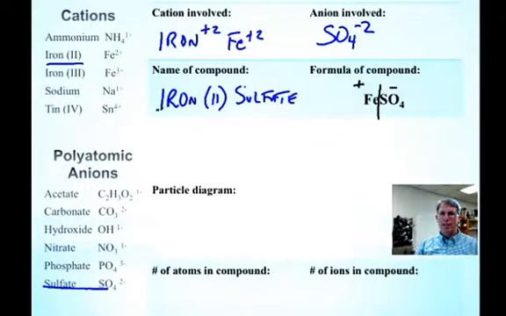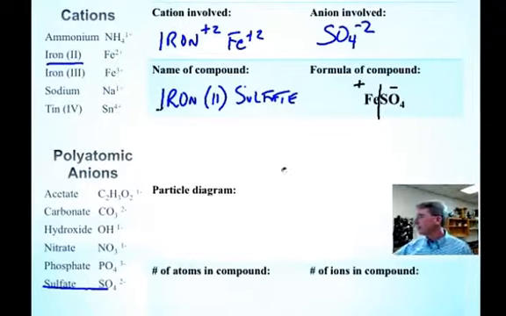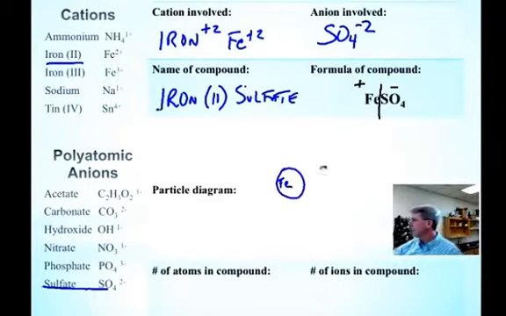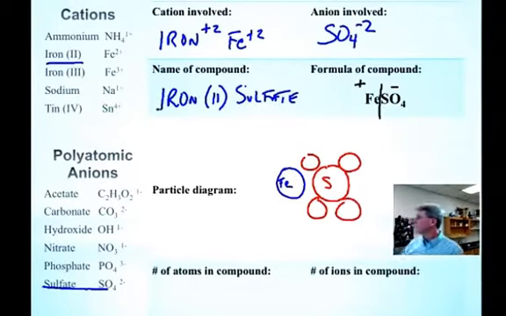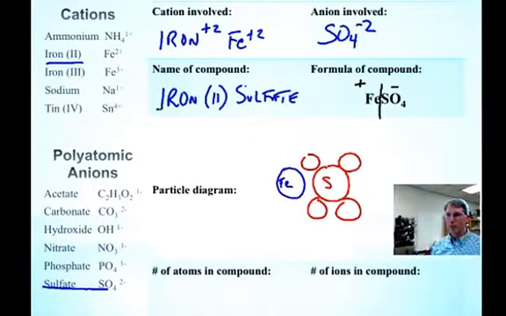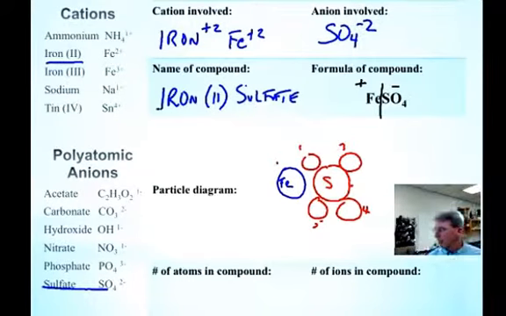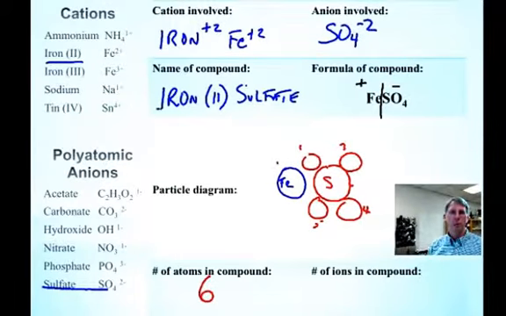Now, we need to kind of draw a particle diagram of what's going on. So first off, let's draw an iron, so an Fe, and then we'll switch colors, and we need an SO4. So what that really is, we've got an S and with 4 O's attached to it. Okay, so there's my FeSO4. Now if I count up the number of atoms in here, I'm going to have 1, 2, 3, 4, 5, and 6 atoms in my compound. So we'll say that there are 6 atoms in there, 1 Fe, 1 S, 4 O's for a total of 6.